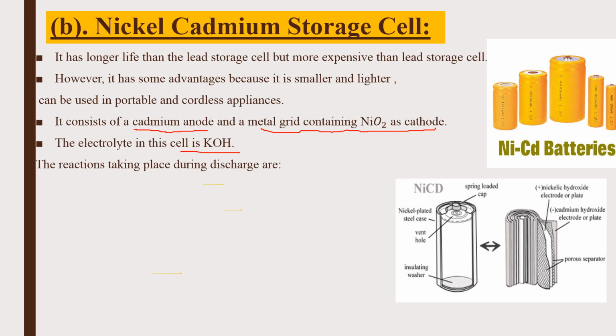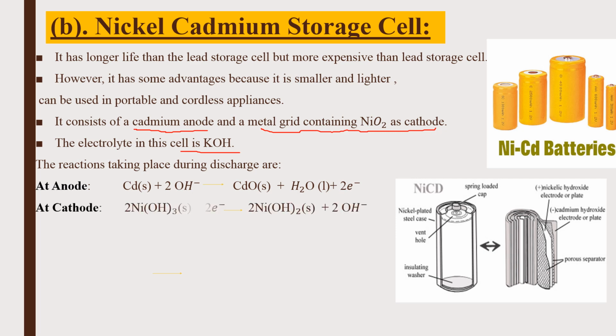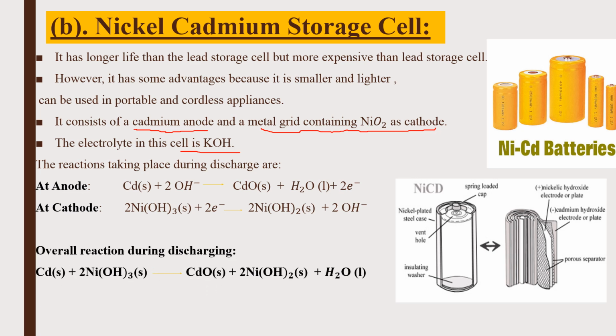The reactions taking place during discharge are: at the anode, cadmium takes two OH- ions from the KOH solution and gets converted into cadmium oxide. It gets oxidized, plus water, and 2 electrons are removed. And at the cathode, NiO(OH) gains 2 electrons and gives Ni(OH)2, nickel hydroxide, plus 2 OH- ions in the solution. So the overall reaction during the discharging of a nickel cadmium storage cell is this.